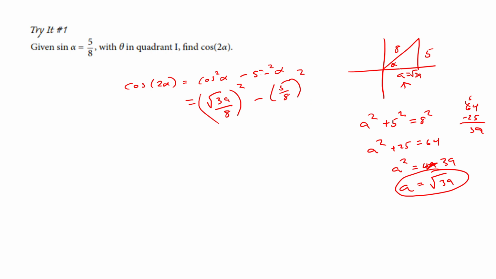Okay, so I've completed my triangle. Now I can find any other trig identities by their definition that I want. So I now have the sine, and I found the cosine just from its adjacent over hypotenuse. So if we crunch this and I put it into the double angle formula, it's just a formula off your formula sheet. So I've got 39 over 64 minus 25 over 64. So I get 14 over 64.